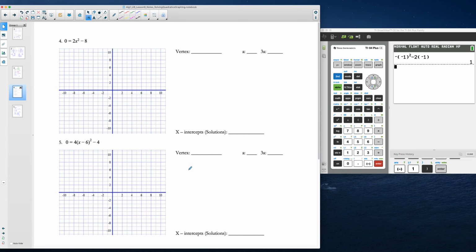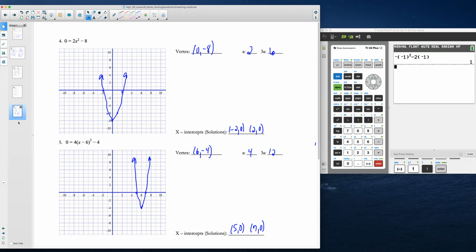All right, so let's see how you did. Now, I did all the work for 4, 5, and 6 here, so I'm just going to go through these real quick. Now, this, if you recognize as in vertex form, is much quicker than standard form. Now, you can still do this in standard form, but notice that means b would be 0. All right, but that means my vertex is 0, negative 8.